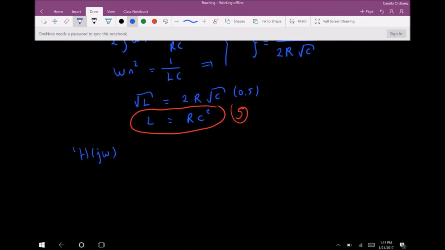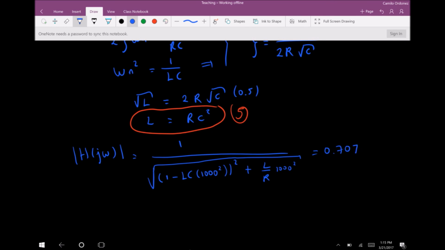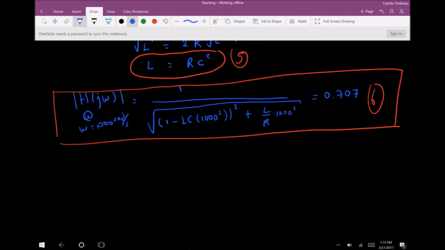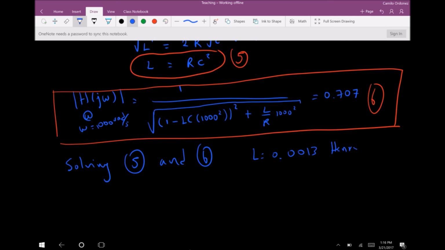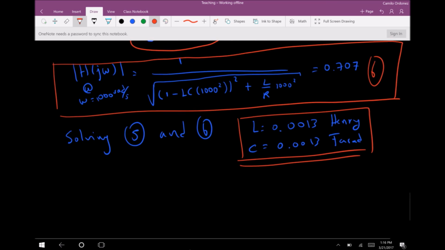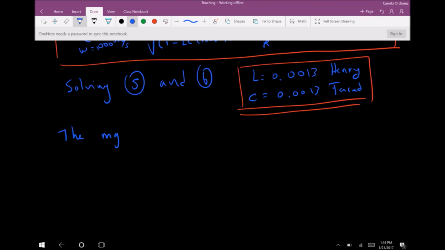Now, we already found an expression for the transfer function evaluated at S equal j omega, which can be rewritten as follows, where I'm just replacing omega by 1000. And because I want the cutoff frequency to be 1000, we said that by definition the magnitude of the transfer function will be equal to 0.707. If you solve these two equations together, you find values for L and C. Both end up being the same at 0.00113.